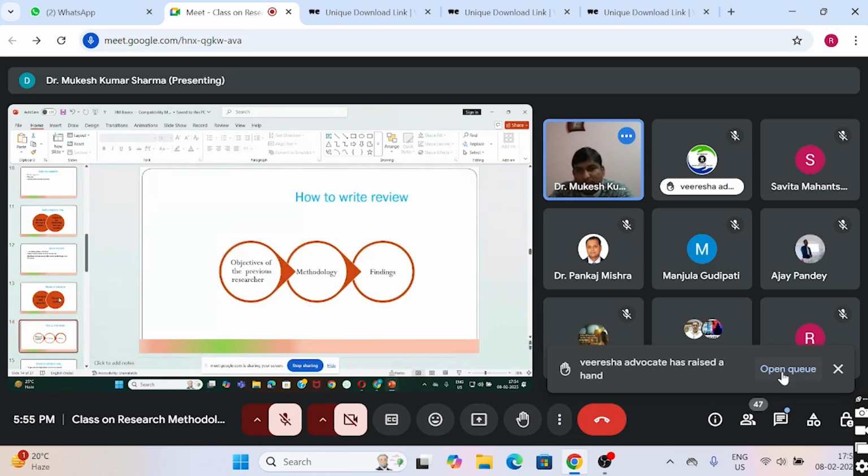Now, how to write? Whenever you download any research paper, there are three important parts you should look at for writing the reviews: the objective of the previous researcher, then the methodology, and then the findings. What was the objective of the researcher? What was the methodology adopted by that researcher, and what was his finding? Always write in the past tense. In many of the theses I check, people write in the present and future tense, like "I will analyze" or "the study will analyze." No. What you are doing is writing reviews, and these are of people who have already conducted the research. Got my point?